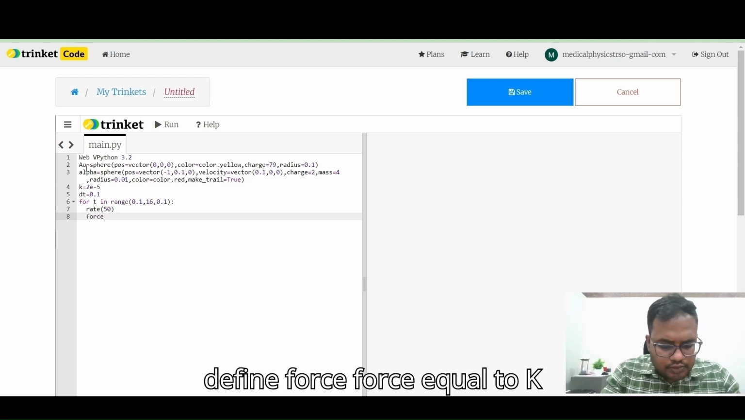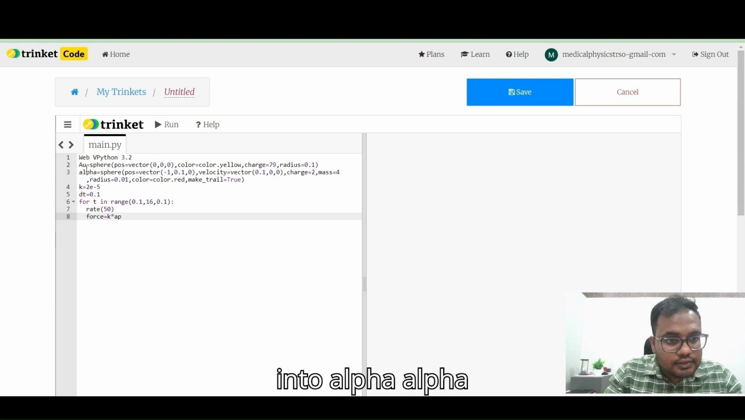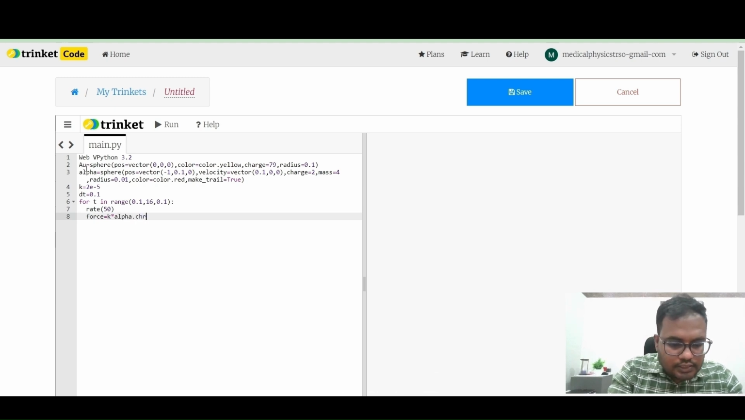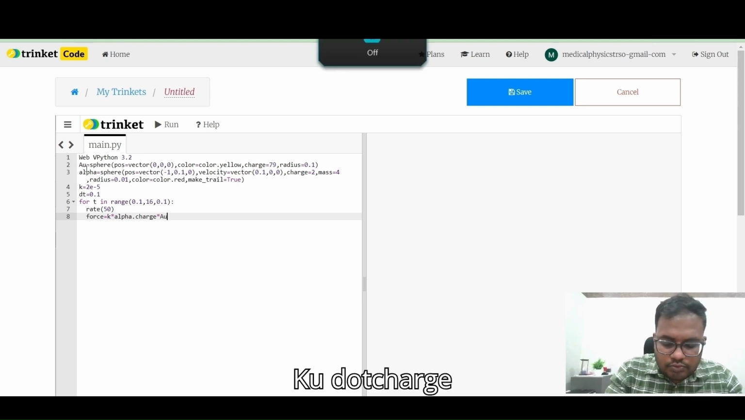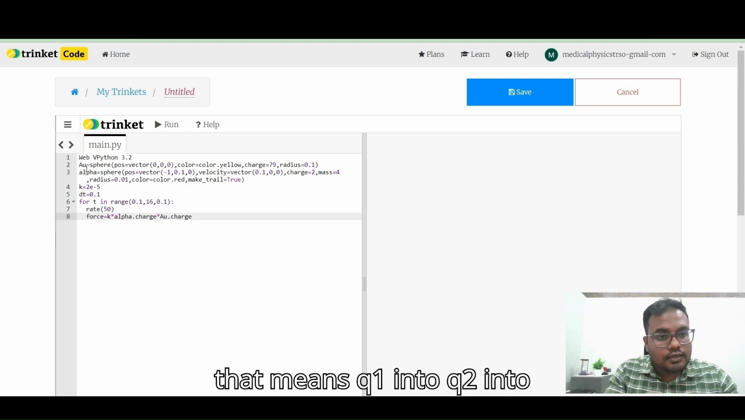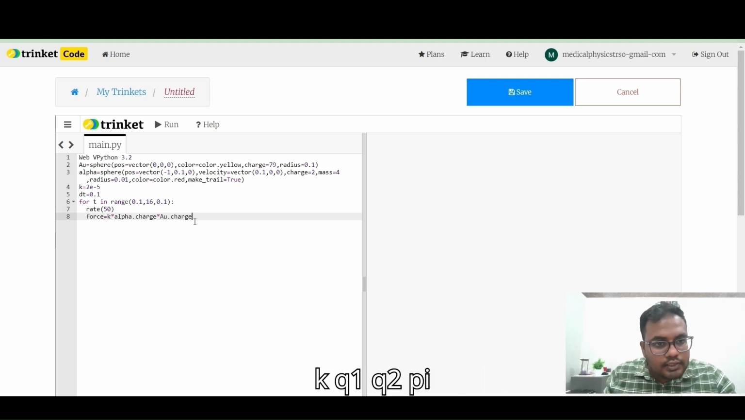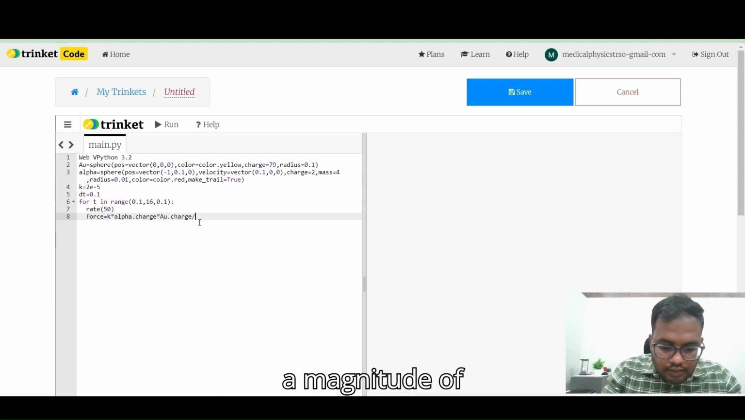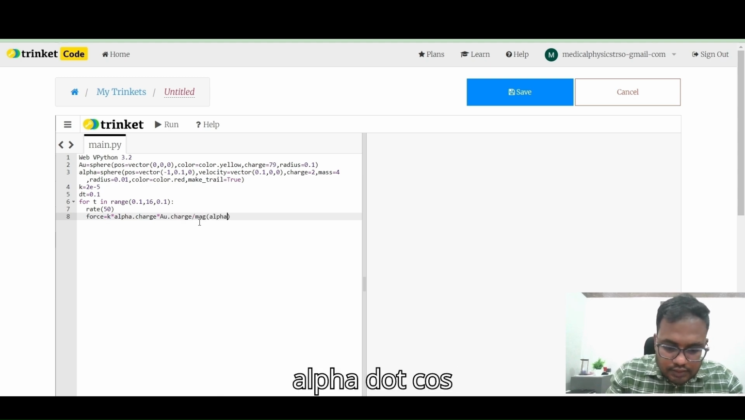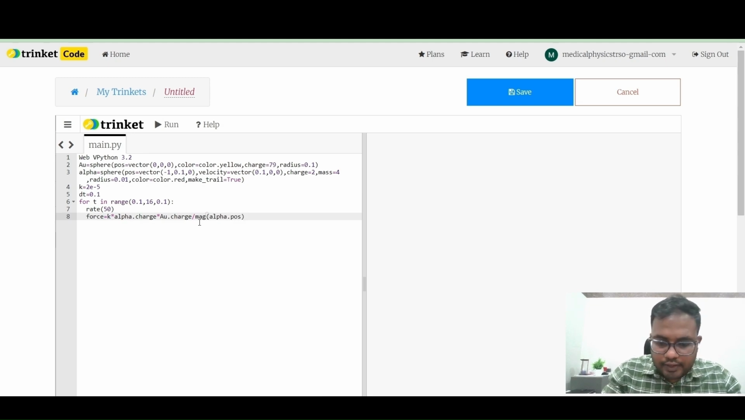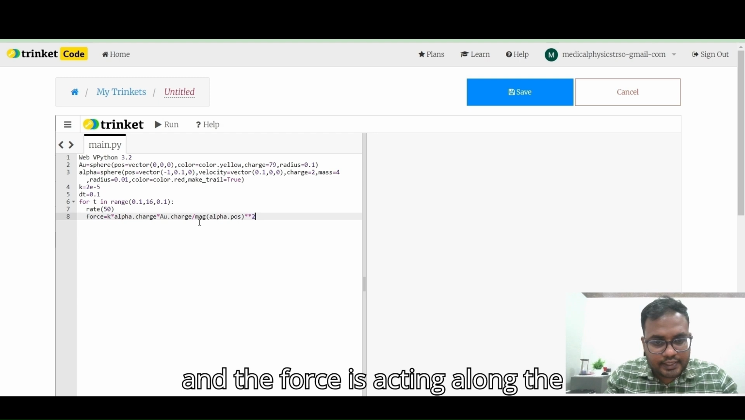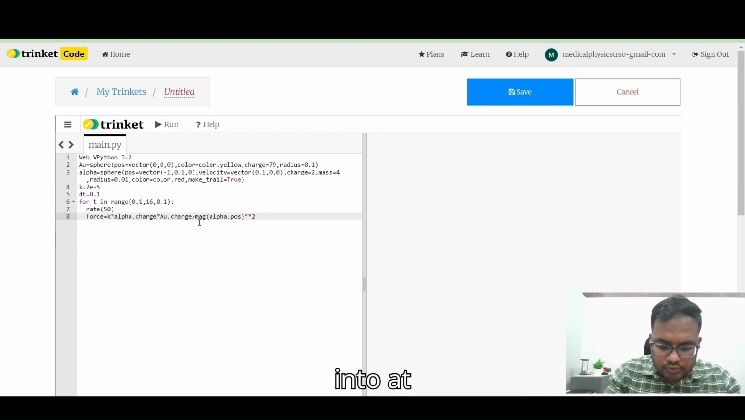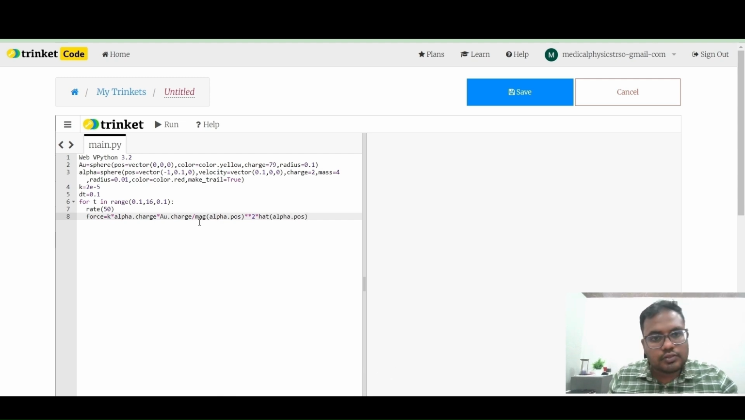Now I have to define force equal to k into alpha.charge into au.charge. That means q1 into q2, k q1 q2, by the magnitude of r squared, and the force is acting along the direction of r, so into r cap.